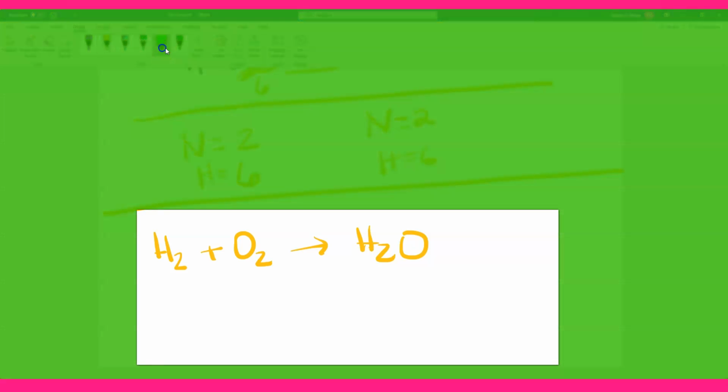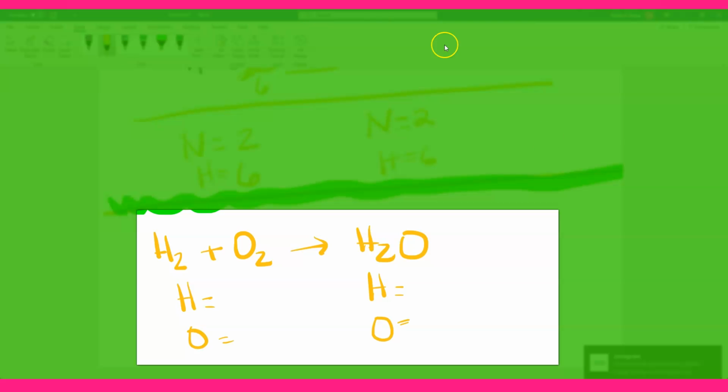All right, so here we've got, trying to show a separation here. All right, so here we go. We've got hydrogen and oxygen. We got hydrogen and oxygen. All right, so what we're going to do here is count them up. 2 hydrogens on the left, 2 hydrogens on the right. 2 oxygens on the left, 1 oxygen on the right.